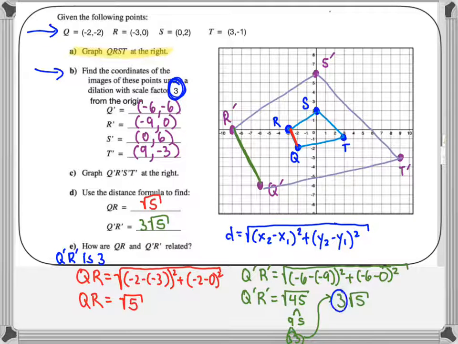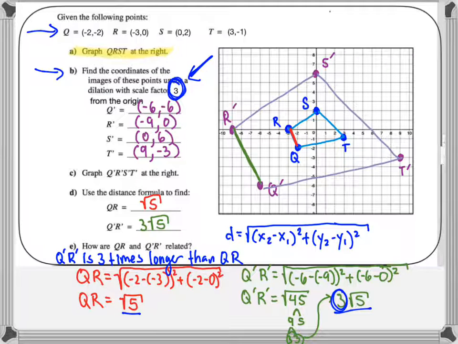Okay, so the 3 in front right here, because this is 1 square root of 5 and this is 3 square roots of 5. So Q prime R prime is 3 times longer than QR, which happens to be the scale factor, which is right here. And so what this shows us is that all those sides, if we were to continue this, and we don't want to use the distance formula for every single side here, are going to continue to be 3 times larger, because the lengths are also multiplied by the scale factor of 3, okay?